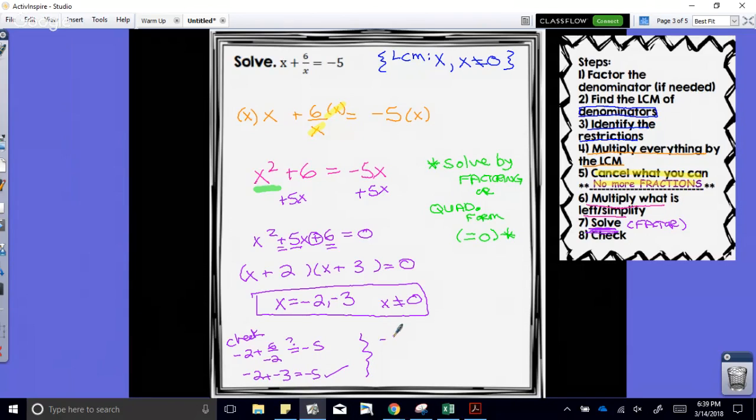Okay, on the other side, if we took negative 3 plus 6 divided by negative 3, and tried to see if that equaled negative 5, we would get negative 3 plus negative 2, which also gives us negative 5. Okay, so there's an example where I checked it for you.